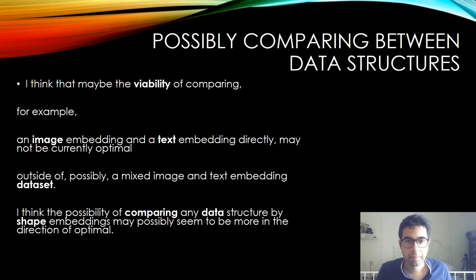I think that maybe the viability of comparing, for example, an image embedding and a text embedding directly may not currently be optimal, outside of possibly a mixed image and text embedding dataset. I think the possibility of comparing any data structure by shape embeddings may possibly seem to be more in the direction of optimal. Thank you for listening.